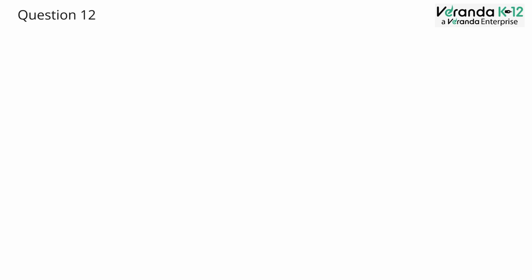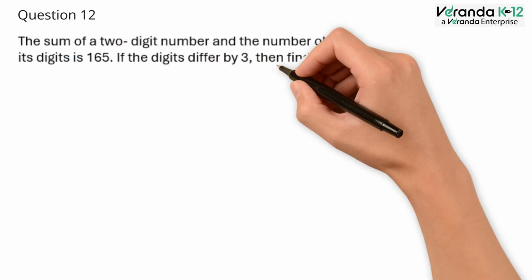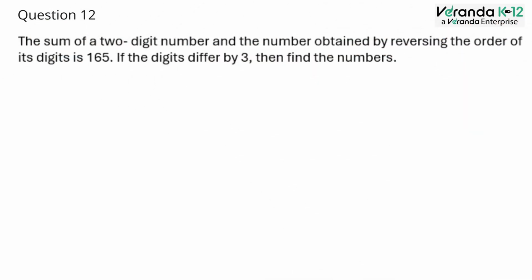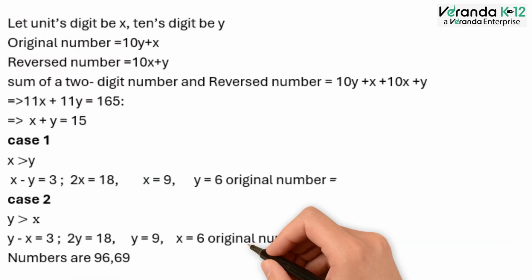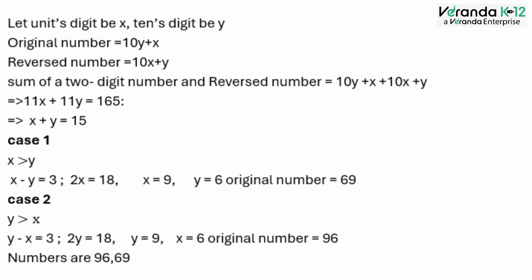Question number 12, 5 mark question. The sum of 2-digit number and the number obtained by reversing the order of the digits is 165. If the digits differ by 3, find the numbers. So let us assume the units digit as x and tens digit as y. So original number will be 10y plus x and reverse number will be 10x plus y.